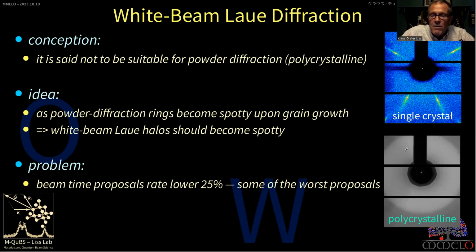That means we only would get a halo of distribution, which is the convolution of crystallography and reflectivity and the wavelength distribution of your incoming beam, if it's not completely white. So the idea is now, as we know, the powder diffraction rings become spotty. These wide beam Laue halos also should become spotty.